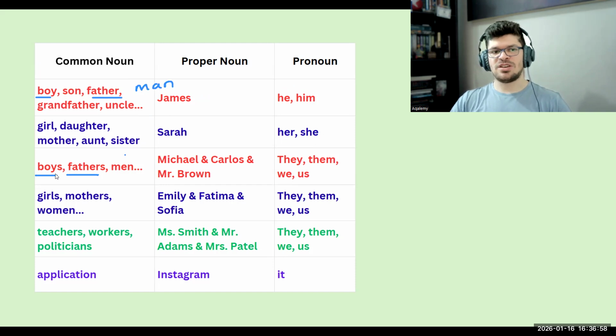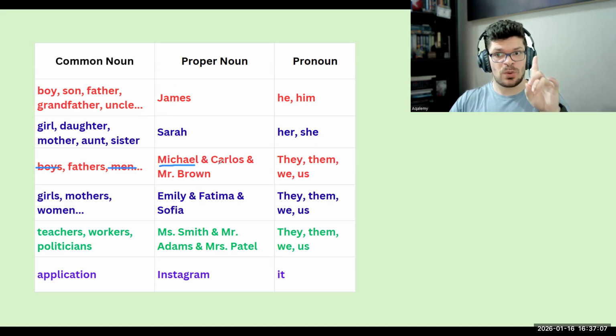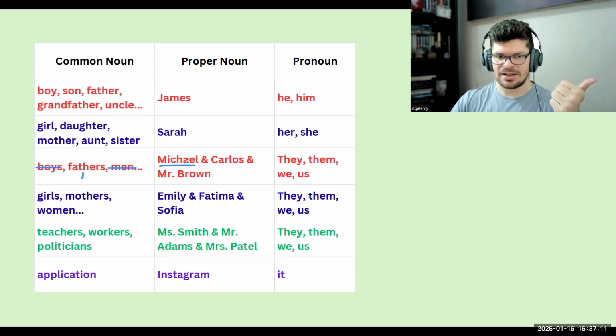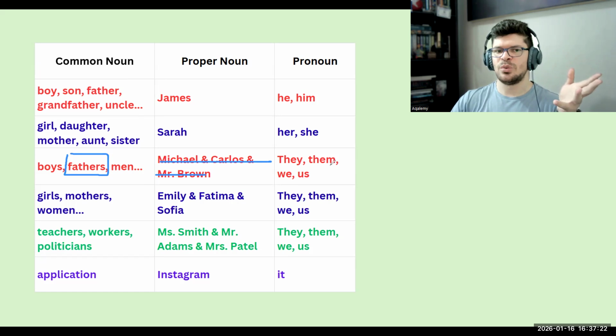In this situation, maybe we talk about fathers. And here are the options. We must give plural, okay? Not just one person, because we talk about fathers. Michael, Carlos, and Mr. Brown. Maybe you don't remember the name, but you talk about fathers. You will use these options. They, them, we, us.